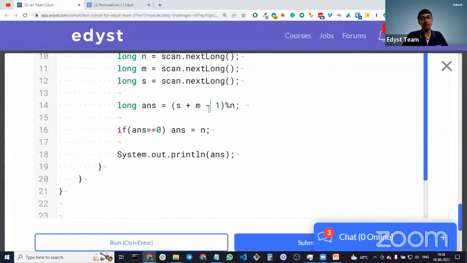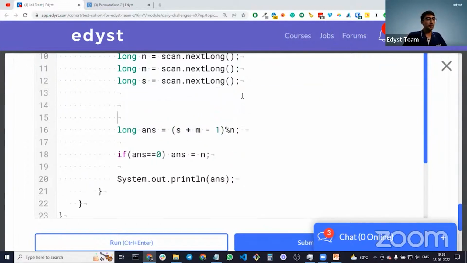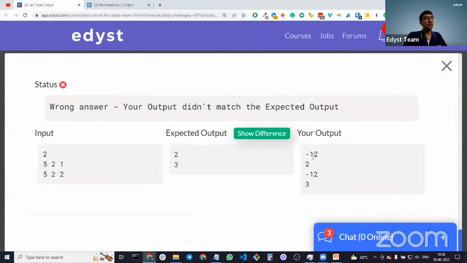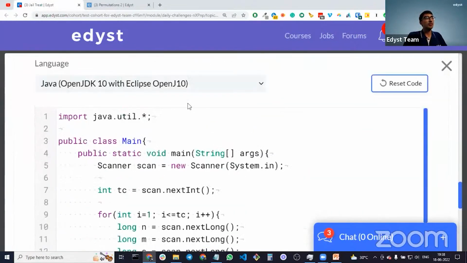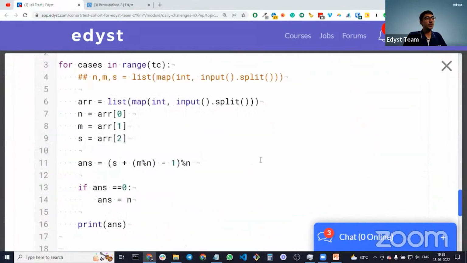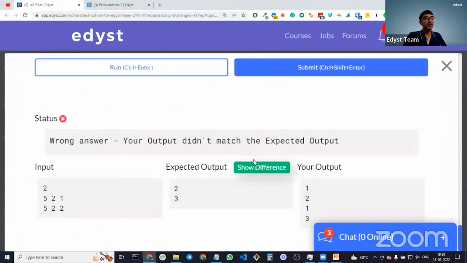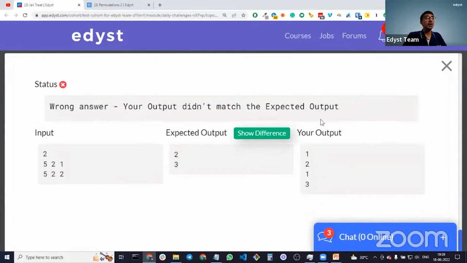So actually, thanks guys for making me do this in Java so that you get to know this edge case also. Because I'll just show this to you. System.out.println, let's say minus 12 modulo 13. Let me show you what it looks like. In Java, minus 12 modulo 13 will actually be minus 12. Whereas if I did the same thing in Python, let's say print minus 12 modulo 13, I actually get 1, right? Both are mathematically correct. But in this scenario, we need the positive number rather than the negative number.